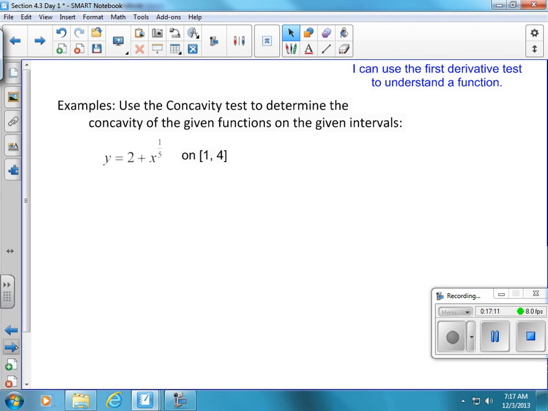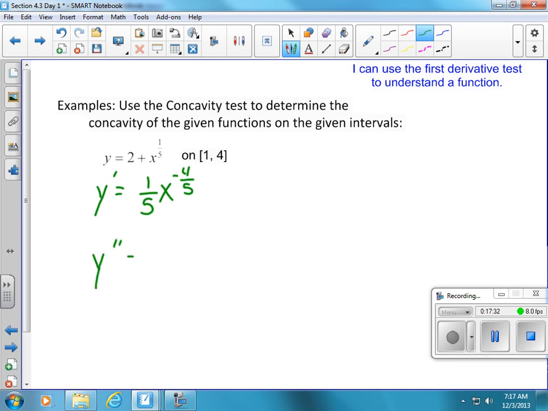All right, let's do it one more time to find concavity of this interval. So once again, we take the second derivative of this, set it equal to 0, and see where it changes sign. The first derivative is x to the negative 4/5 times 1/5. The second derivative equals negative 4/25 times x to the negative 9/5, subtracting one more from the exponent. The only place that this derivative equals 0 or doesn't exist is at x equals 0.